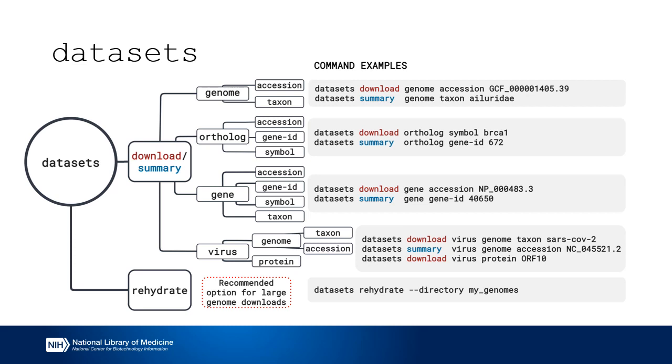In this diagram, we show how this tool is organized and how users can browse for data and metadata. Each subcommand has multiple flags to help narrow down to the desired genomes or genes of interest. I like to think about the datasets command as something like this. Hey datasets, I would like to download a genome for the taxon, and then you fill the blanks. In this example here, we use Ailuridae, which is the red panda family.